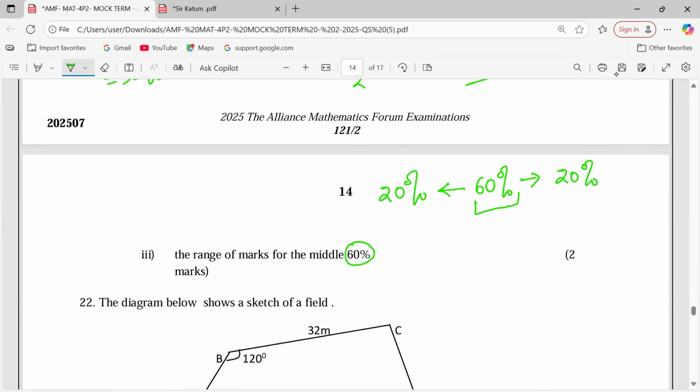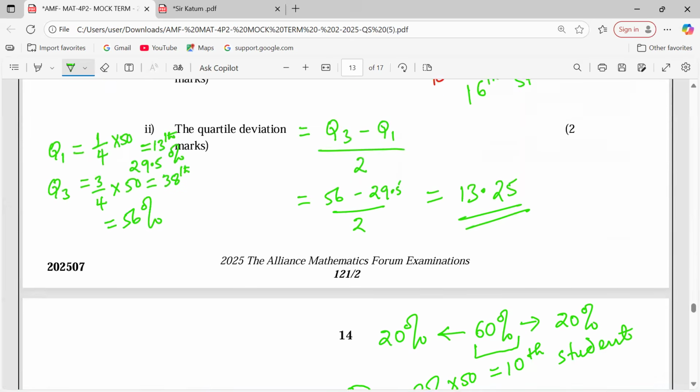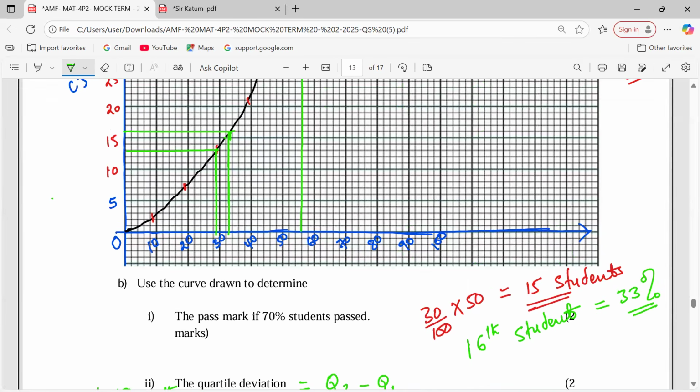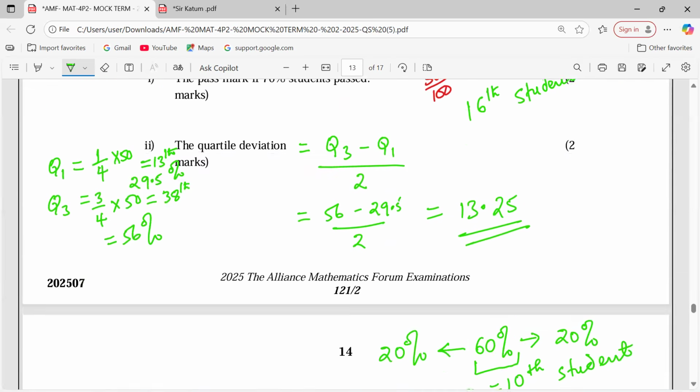We get the middle. So first 20%, what will be the mark scored there? 20% of 50 students is 10. So the mark scored by the 10th student. We identify that. The 10th student, then we move along that. Now we can read the mark, which is 20, 22, 24. So the mark is 24 there.